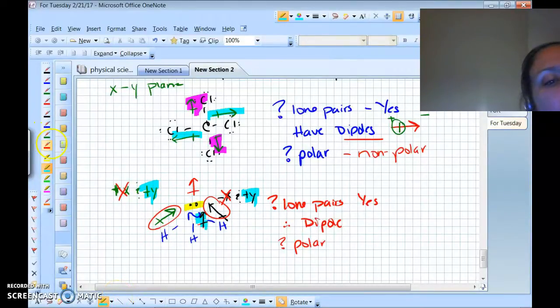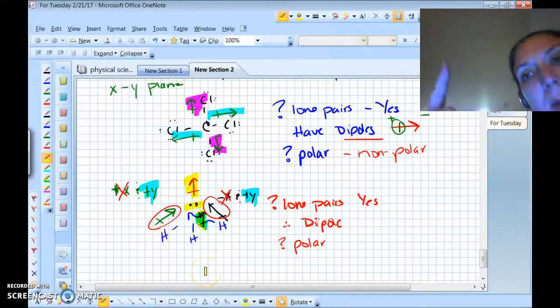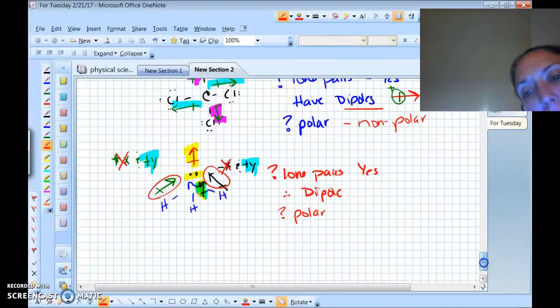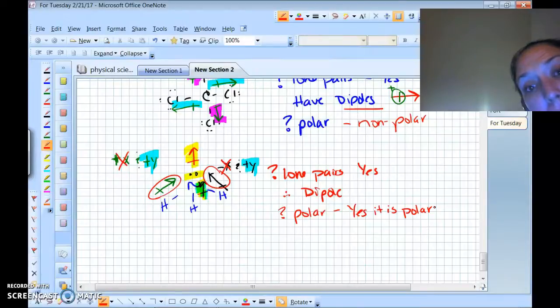Now, I have this positive y arrow up, this other positive y arrow up. They're both pointing up. So if they both point up, then they don't cancel. In order to cancel, one's got to go up and one's got to go down. So since they both are pointing in the same direction, they do not cancel. So the answer is yes, it is polar. Okay.